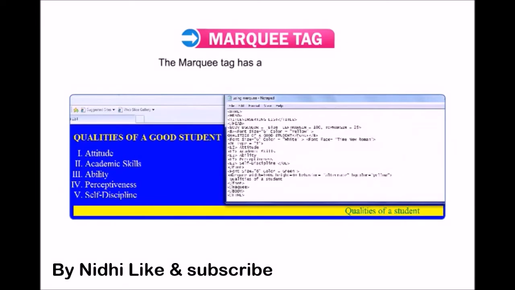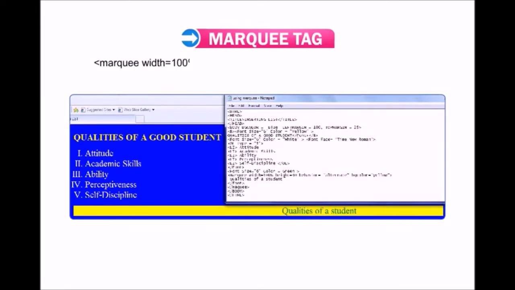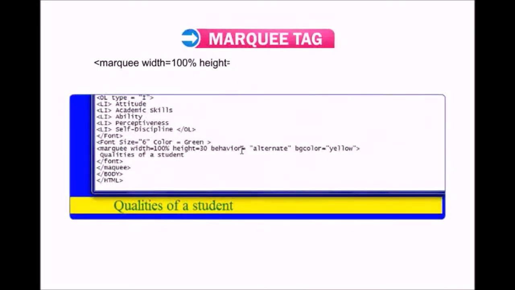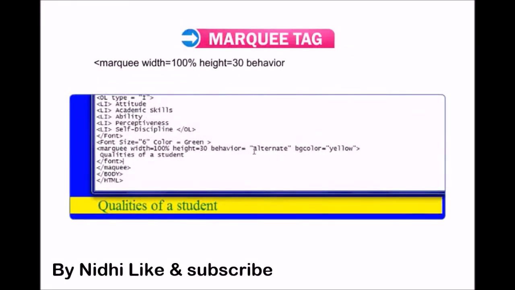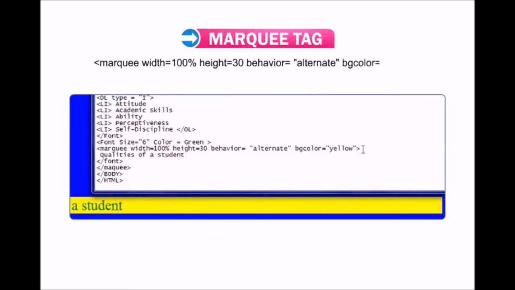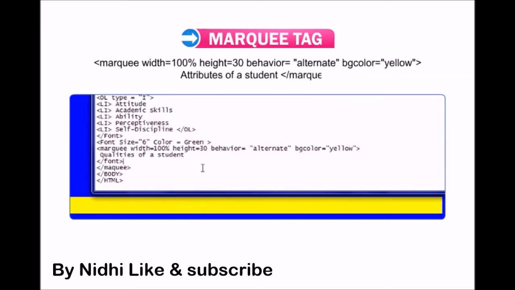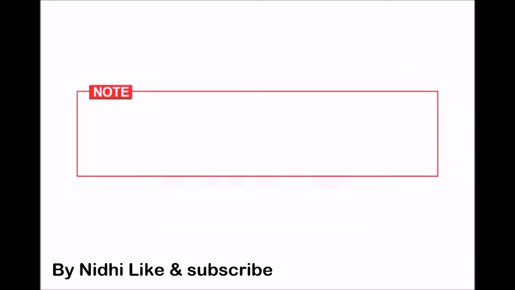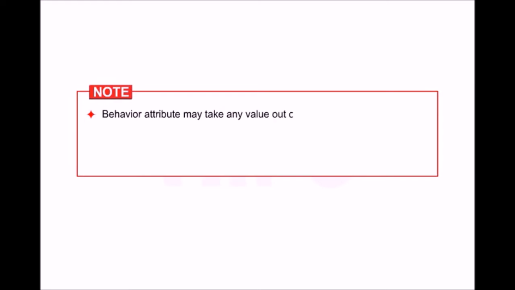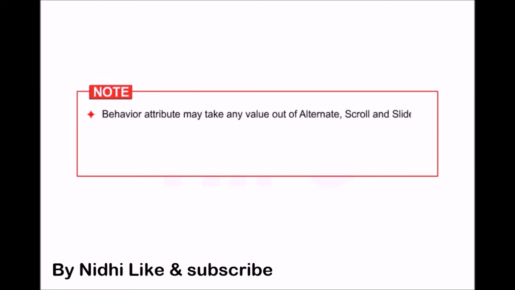The marquee tag has a number of attributes. <marquee width="100%" height="30" behavior="alternate" bgcolor="yellow">Attributes of a student</marquee>. Students know that a behavior attribute may take any value out of alternate, scroll, and slide.